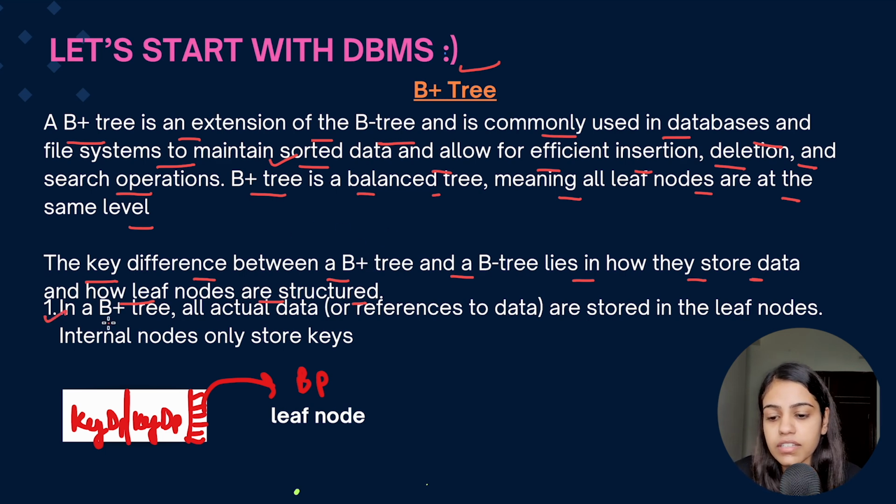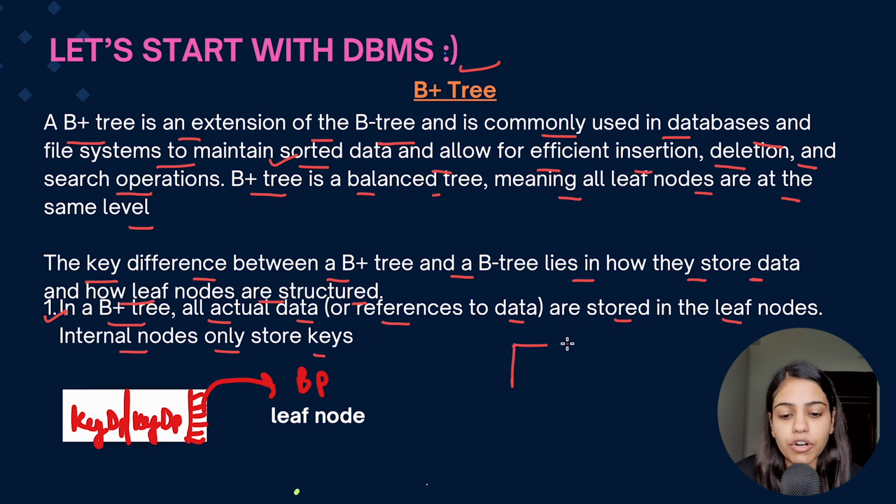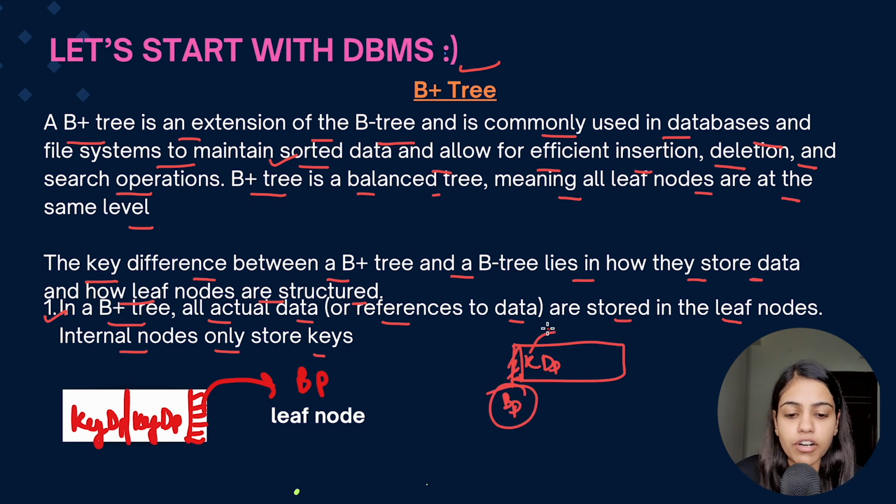The very first one is, in B tree every node stores the key, data pointer and block pointer. The block pointer points to the children, the key points to the value, and the data pointer points to the address where the record is present in our hard disk.